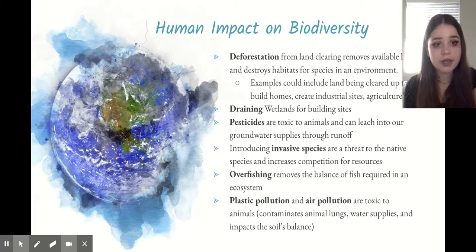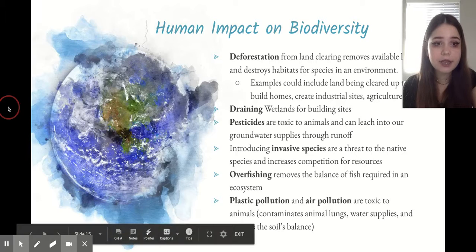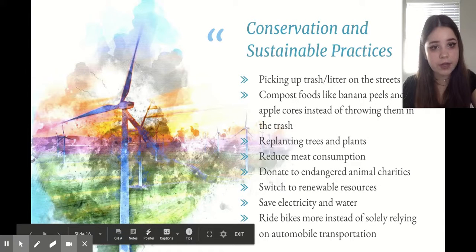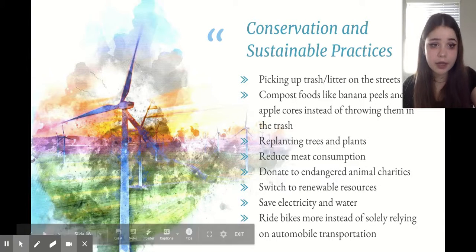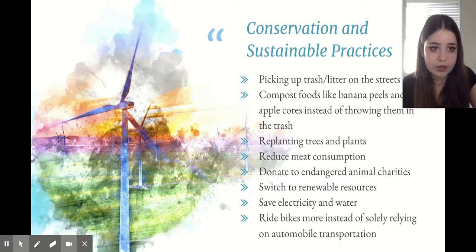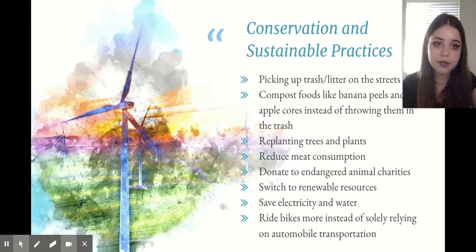So this leads us to our next section. Our next section deals with conservation and sustainable practices. So what can you do to help your ecosystem? For one, picking up trash or litter on the streets is a really good idea. Maybe you live next to a beach or somewhere coastal or near rivers or ponds. Well, what you can do is maybe start a beach cleanup together, or as a class, you can clean up the area around you.